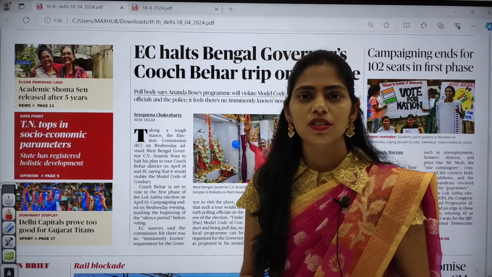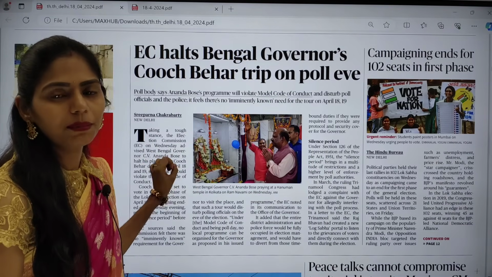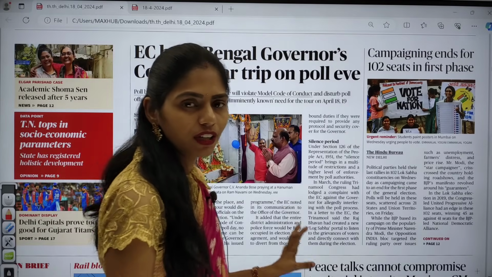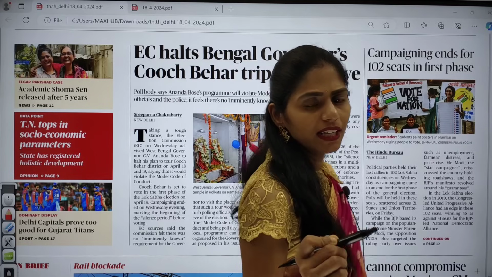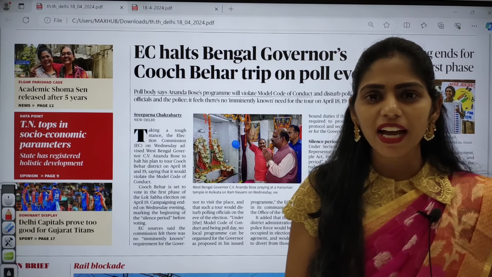Today in this session, we are going to see current affairs of 18th April 2024. So here we are taking the PDF of The Hindu, and in that PDF we are going to pick out the articles. So how can you pick out the articles?